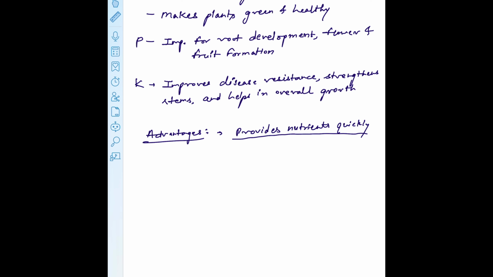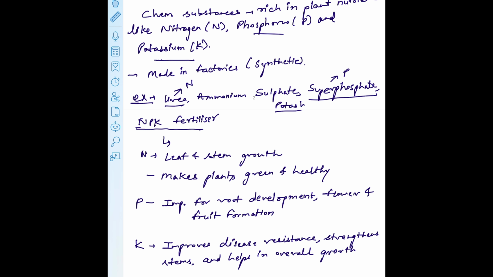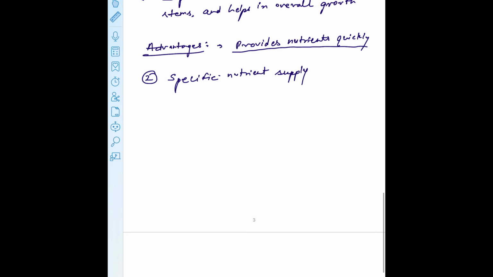Fertilizers are chemical compounds that dissolve in water and are absorbed by plants immediately. That's why they act much faster than manures, and also they allow specific nutrient supply. Like we discussed about it, urea is rich in nitrogen. Urea gives nitrogen only. Superphosphate is rich in phosphate, so it gives phosphate only.